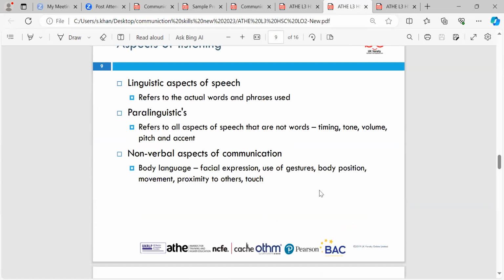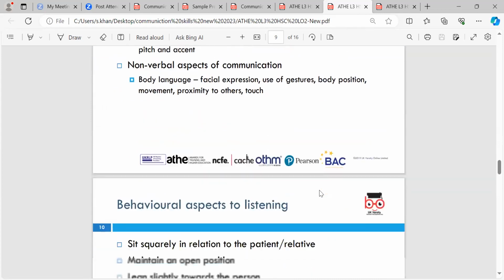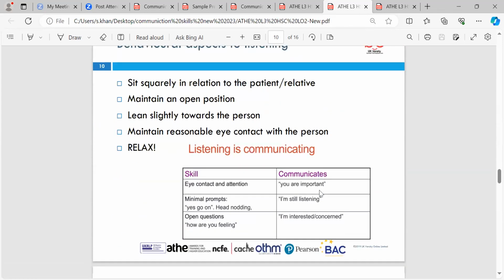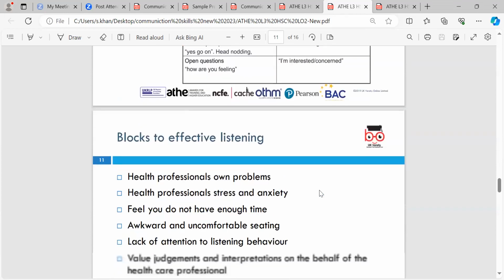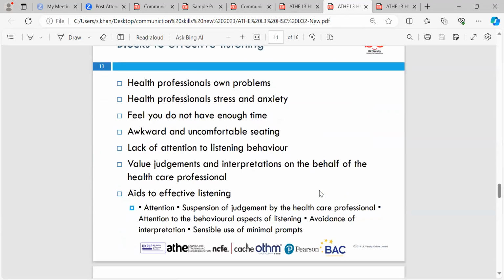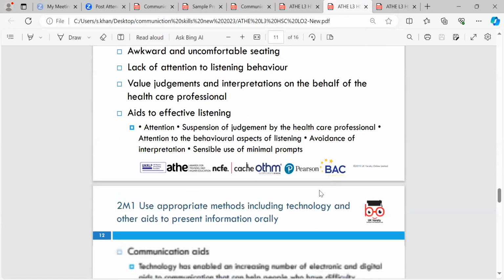Aspects of listening. So we've got linguistic aspects of speech, which refers to the actual words and phrases used. Paralinguistics, the non-verbal aspects of communication, which is body language and facial expression. And then we've got behavioral aspects: sit squarely, maintain a position, like I said, lean forward and feel relaxed. Blocks to effective listening: health professionals' own problems they might have, stress and anxiety. They may feel you do not have enough time for them, a lack of attention. Value judgments. Aids to effective listening. It might be that there's no sensible use of prompts and things.